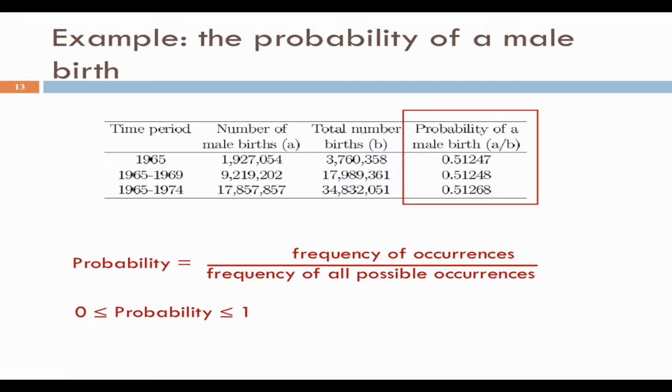It's the frequency of male births over the frequency of all possible births. That includes female and male, baby girls and baby boys. If you think about it, by this ratio, you can understand that naturally probability is a number bounded between 0 and 1. The lower limit of any probability is 0, and the upper limit is 1.